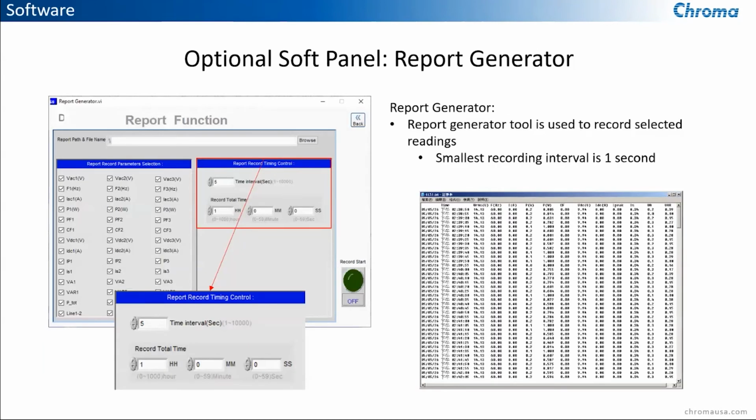It also has a report generator tool, which is used to record the selected readings. It could log each reading up to a 1-second interval. So you can choose here what settings, what parameters you want to record, and then it'll return a document with those values.